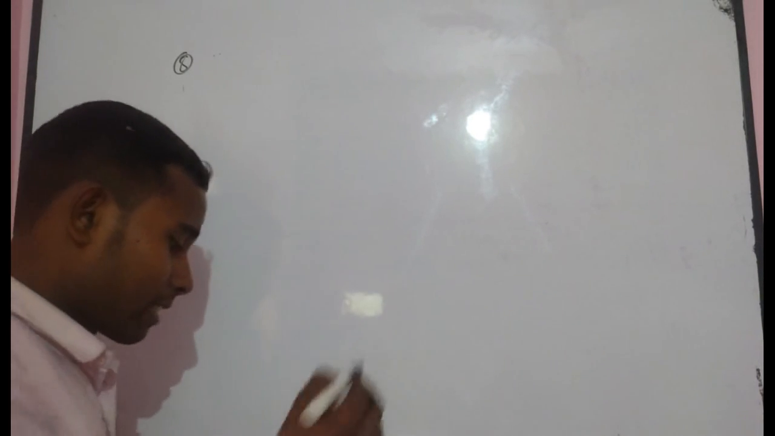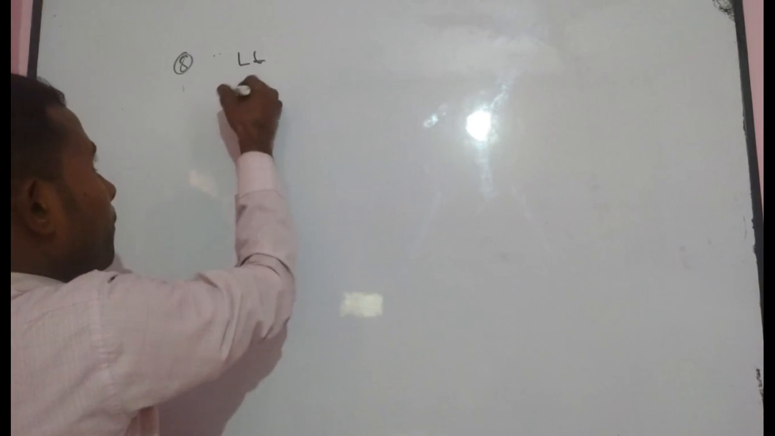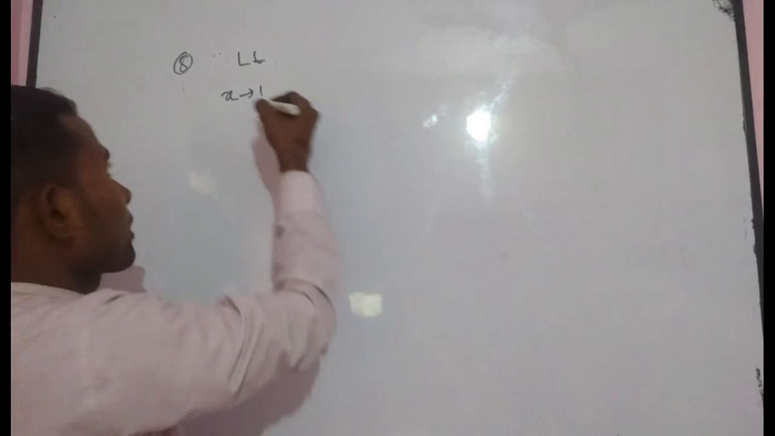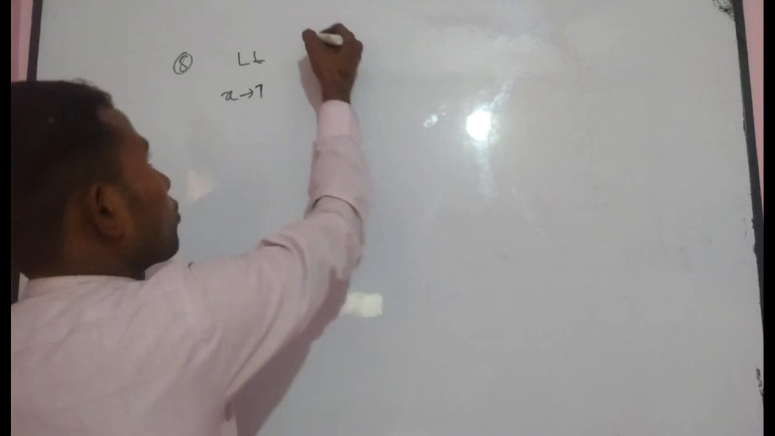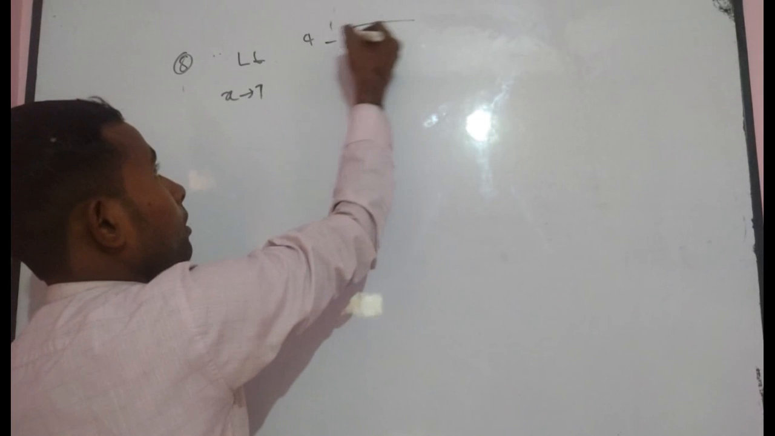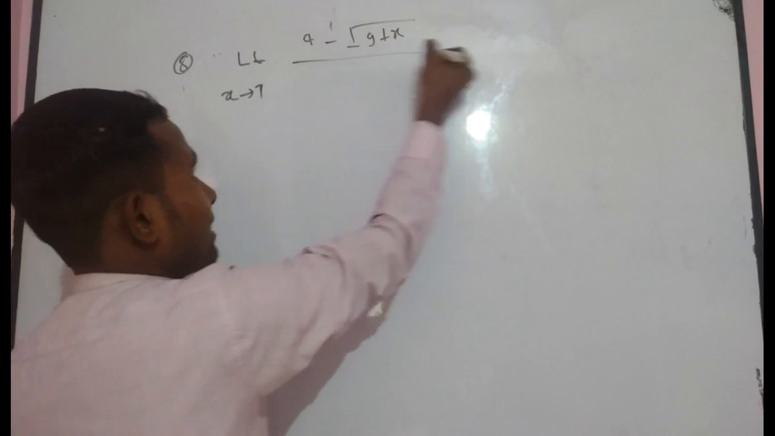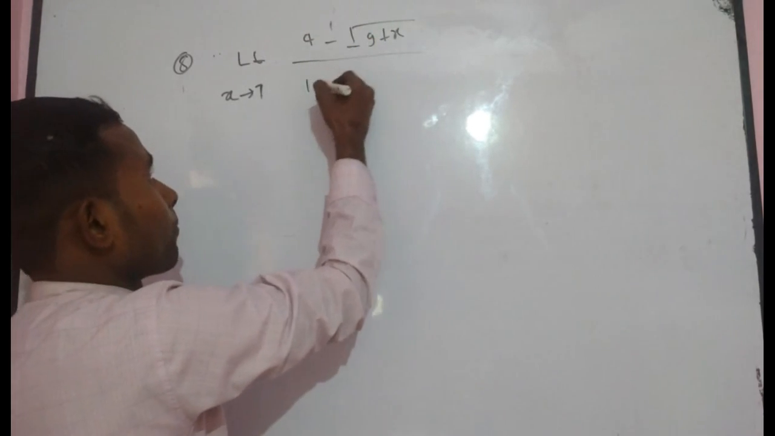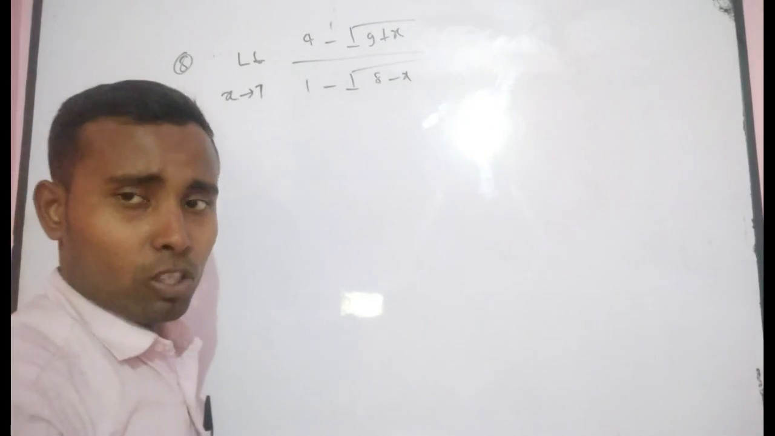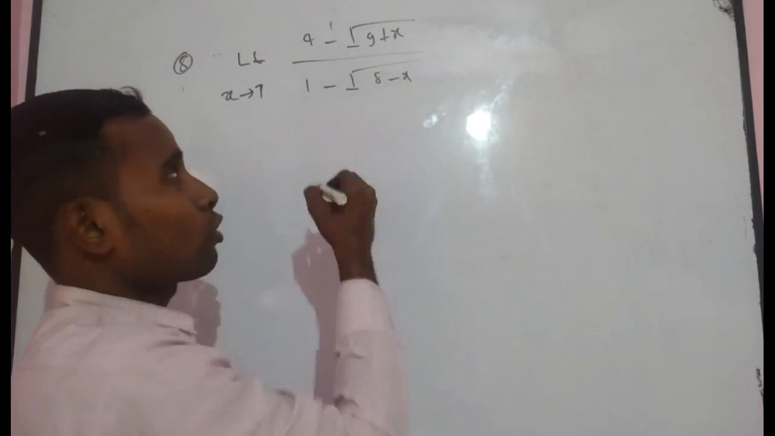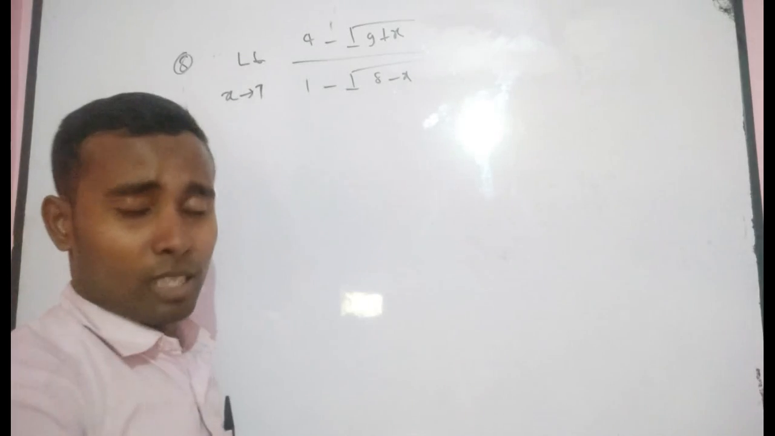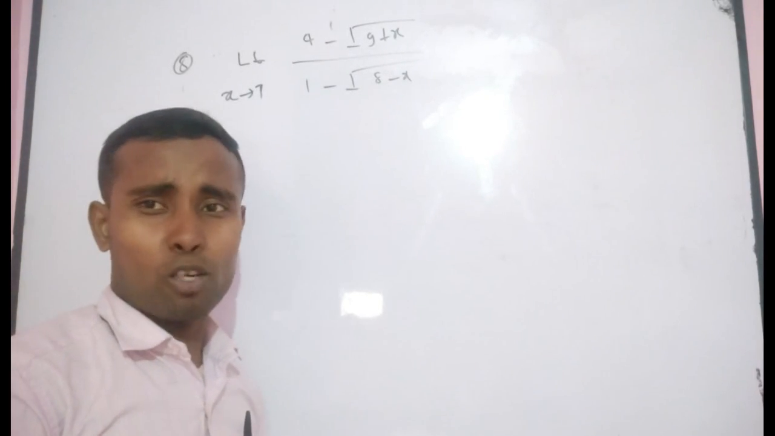In example 8, it is given that limit x tends to 7, 4 minus root under 9 plus x, divided by 1 minus root under 8 minus x. If you put x equal to 7 directly, what do you get? It will be 0 upon 0, because 9 plus 7 is 16, that is root under 16, 4 minus 4 gives 0. Similarly, in the denominator you also get 0, which does not belong to any real number.